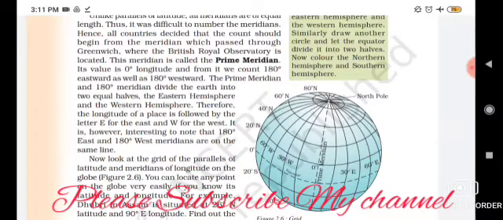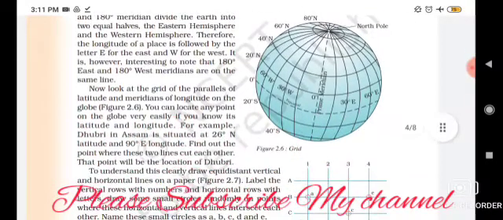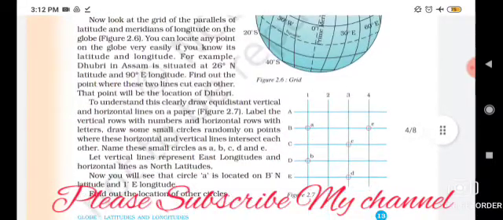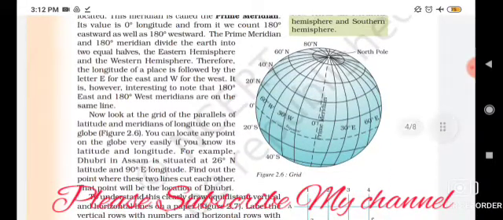The prime meridian and the 180 degree meridian divide the earth into two equal halves, an eastern hemisphere and a western hemisphere. At Greenwich it is 0 degree. East of 0 degree is called the eastern hemisphere, and west of 0 degree is called the western hemisphere. Through longitude and latitude we are able to locate a place, and it is very easy for us to locate a place. When the latitude and longitude intersect each other, that point is called the grid.